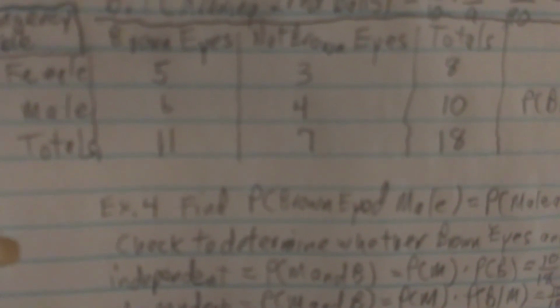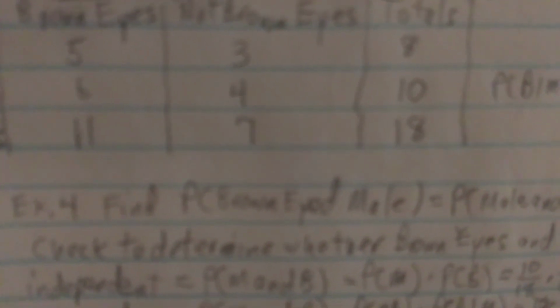So now, experiment 4 using this table is find the probability of a brown-eyed male. Now to be a brown-eyed male, there would be in the first column 6 out of 18 total. So remember, the 6 is where the brown eyes and the male intersect. So the first column, second row is 6. So this is 6 over 18, or 1 over 3.